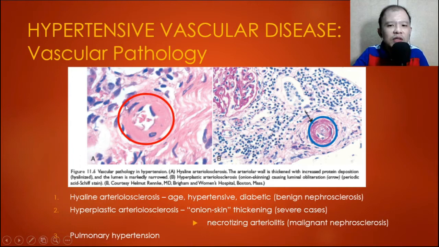But if you have hyperplastic arteriosclerosis, it's seen in severe hypertension. You have onion skinning, okay? And you also have pulmonary hypertension.